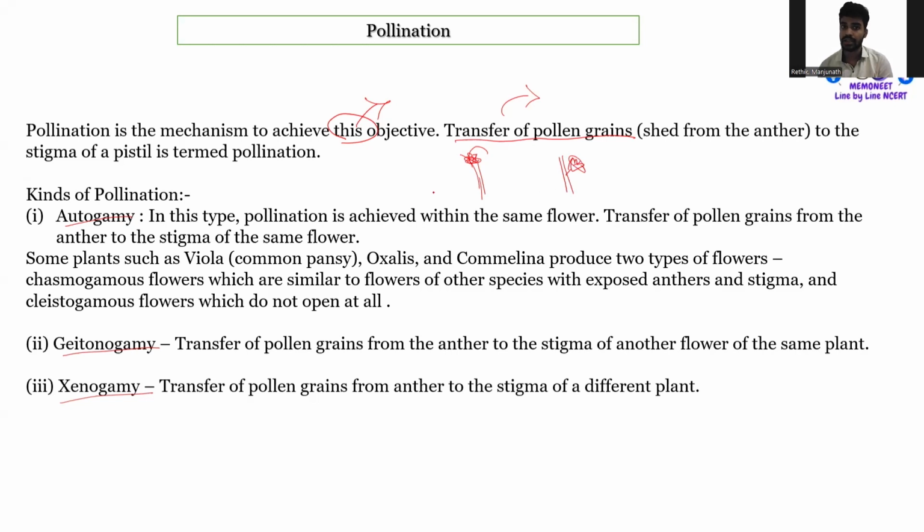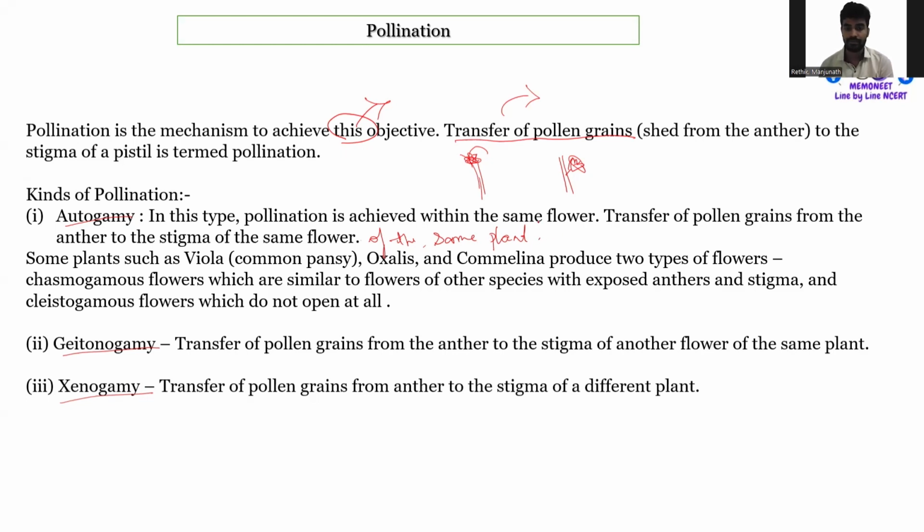That is, there is a transfer of the pollen grains from the anther to the stigma of the same flower of the same plant. That is called autogamy. See, autogamy is very rare. That is, completion of this autogamy is very rare.